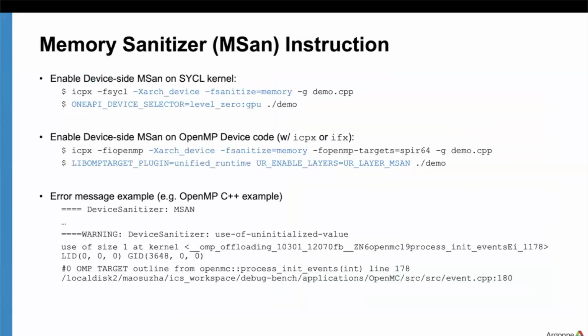For the memory sanitizer, it's very similar to what happens with ASAN. The only difference is you put -fsanitize=memory on the SYCL and OpenMP code. And for UR enable layers, instead of UR layer ASAN, you need to select UR layer MSAN for OpenMP code, right? Then you can see at the beginning, device sanitizer MSAN is enabled, and whenever it hits an error, it will show the warning use of uninitialized values, and then show the file name and line number.